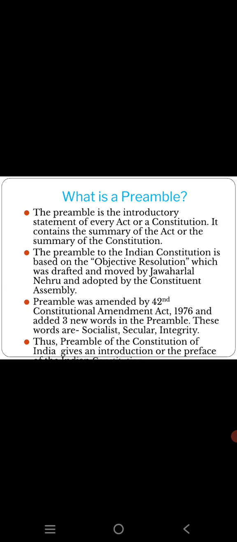And this preamble of the Indian Constitution was amended. Some modifications and additions were made in the year 1976 by the 42nd Amendment of the Indian Constitution. By this 42nd Amendment in 1976, three new terms were added in the preamble of the Indian Constitution. These three new terms were socialist, secular and integrity. They were added by the 42nd Amendment Act of 1976, and this is very important for objective questions.